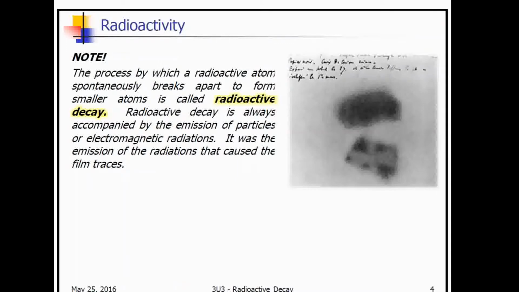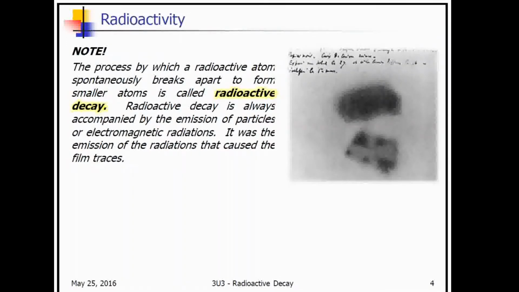And the process by which a radioactive atom spontaneously breaks apart is called radioactive decay. It's always accompanied by the emission of particles or electromagnetic radiation. So either particles like electrons are being emitted, or other types of particles, which we'll get into, or EM radiation, electromagnetic radiation, is being emitted.